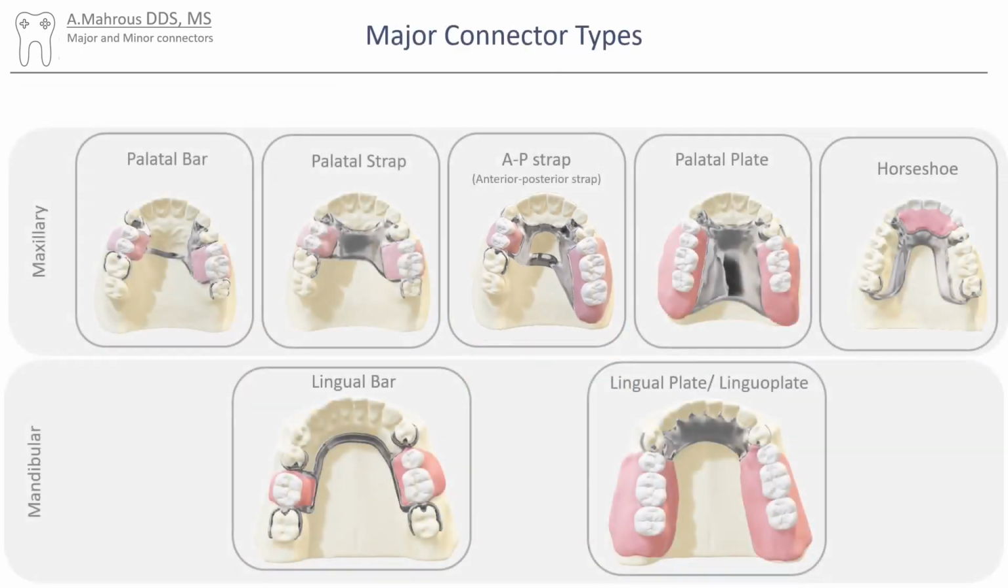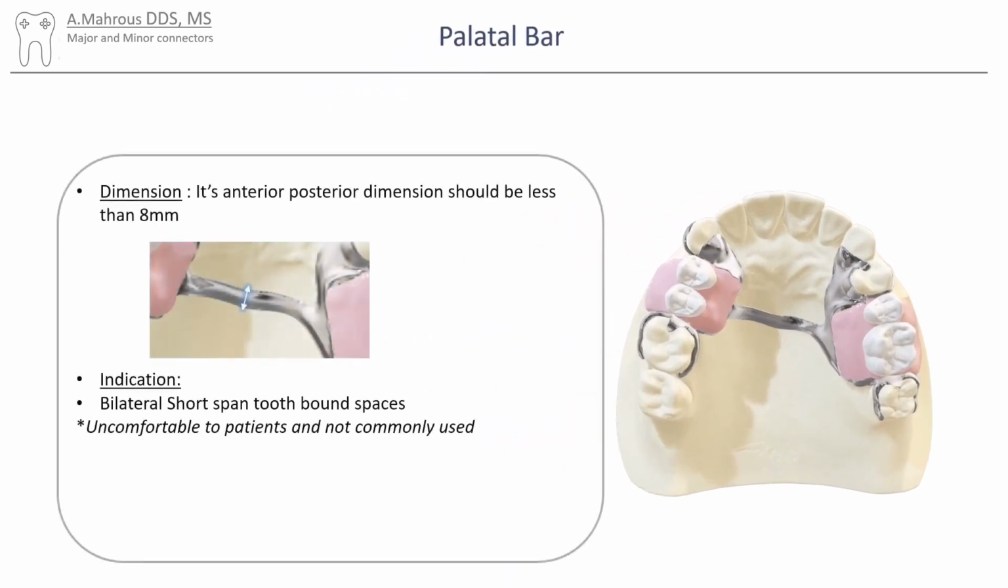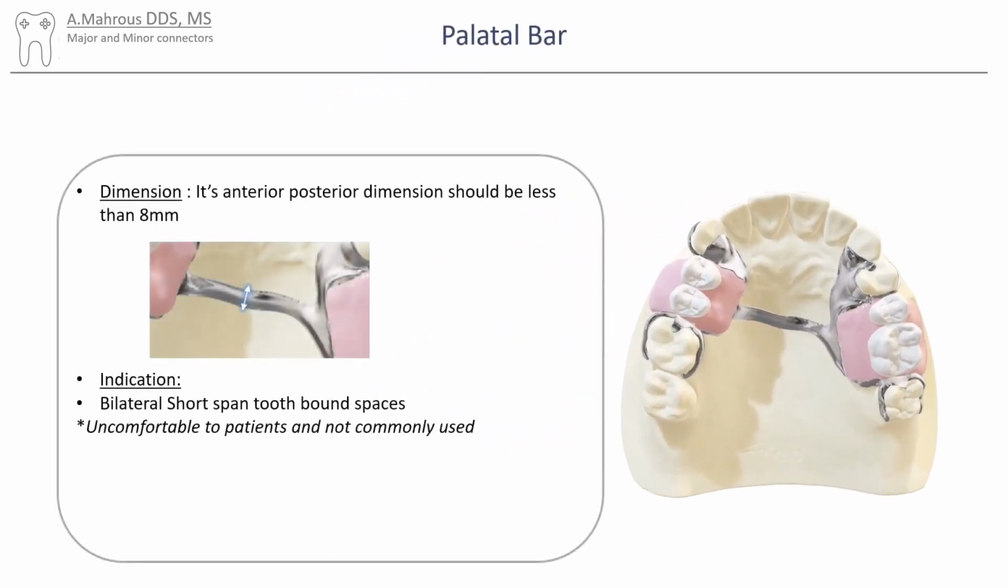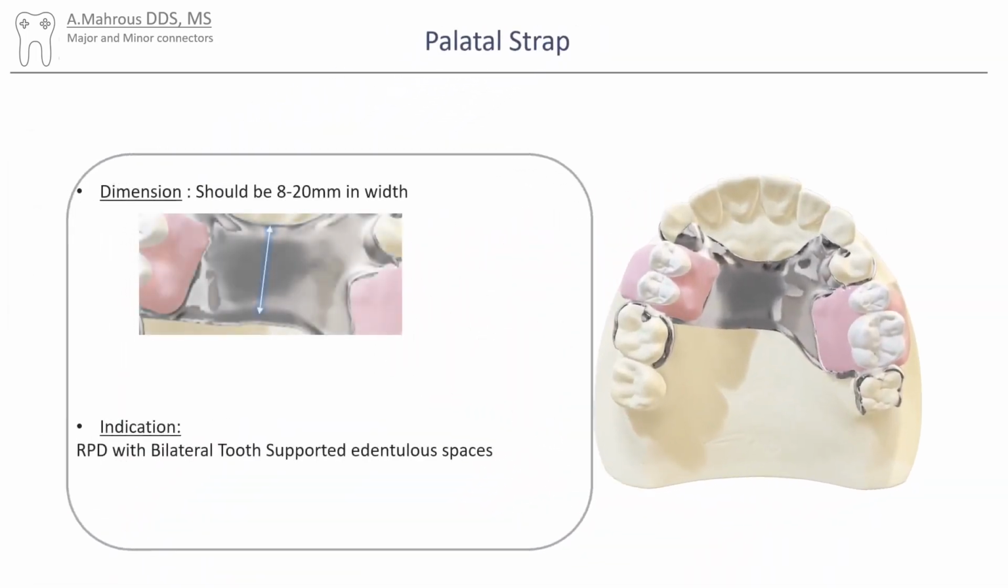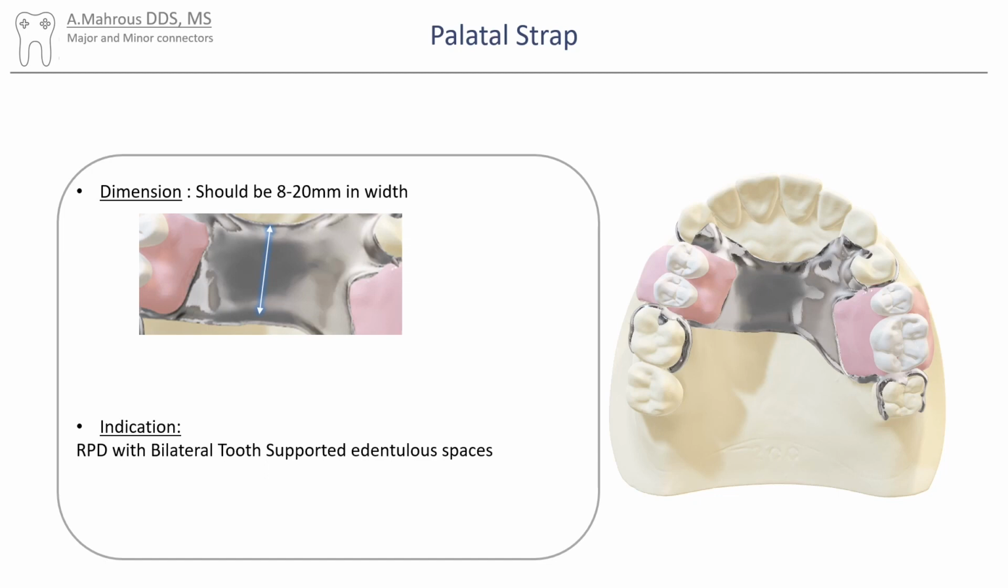Now let's go over some of the more common types of major connectors. Let's start with the palatal bar major connector. It's generally less than 8 mm in anterior-posterior dimension and is indicated in bilateral tooth-bound short edentulous spans. It's not very comfortable and not often used. Next up, let's move on to the palatal strap major connector. Palatal strap measures about 8 to 20 mm and is generally indicated in RPDs with bilateral tooth-supported edentulous spans.